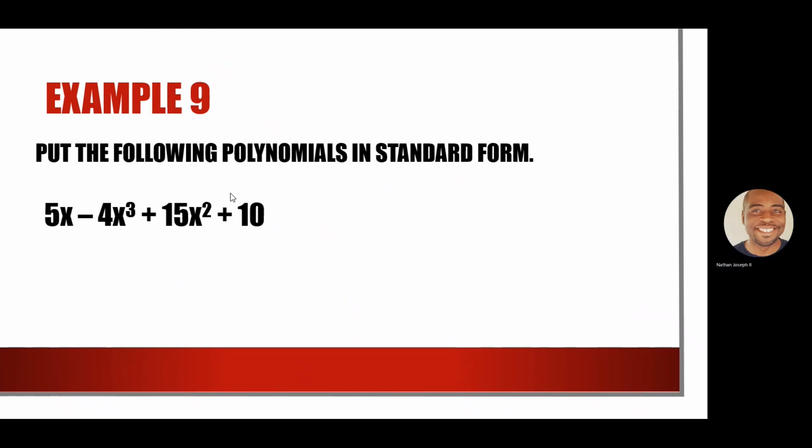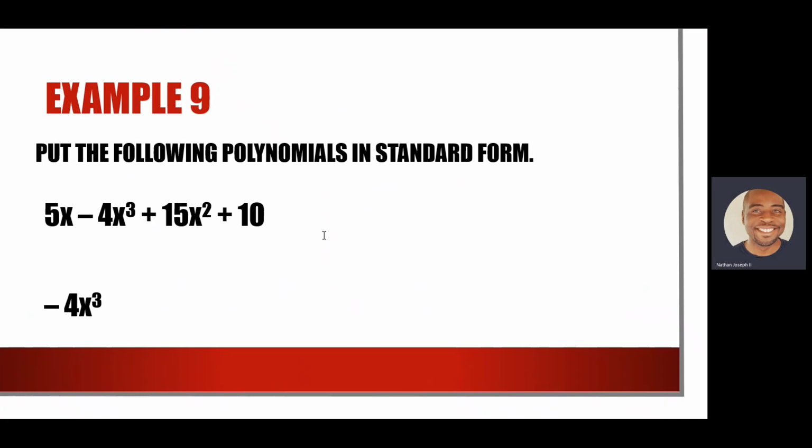Example 9, I have 5x minus 4x cubed plus 15x squared plus 10. What do you think, based on what we talked about, should be the first term in the expression? Remember, we're putting it in standard form. What should be the first term in the expression? Look at your exponents, and remember the greatest exponent should go first. The leading term, or the first term, should be negative 4x cubed.